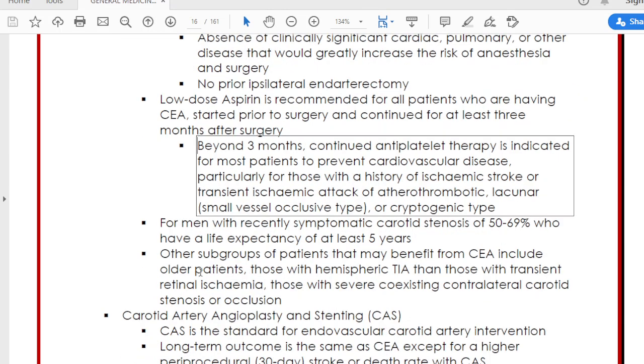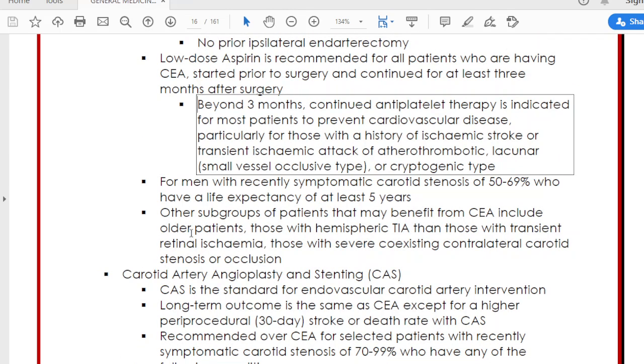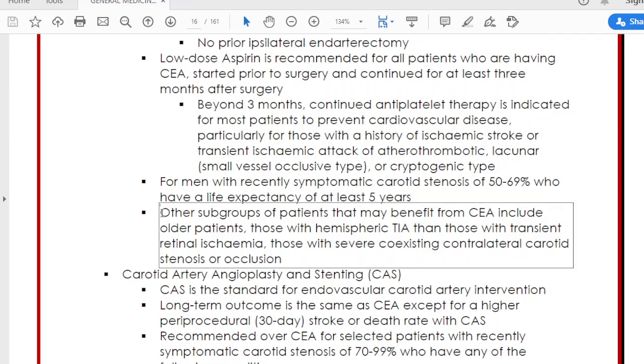Beyond 3 months, continued antiplatelet therapy is indicated for most patients to prevent cardiovascular disease, particularly for those with a history of ischemic stroke or transient ischemic attack of atherothrombotic, lacunar, small vessel occlusive type, or cryptogenic type. CEA may also be considered for men with recently symptomatic carotid stenosis of 50 to 69% who have a life expectancy of at least 5 years. Other subgroups of patients that may benefit from CEA include older patients, those with hemispheric TIA rather than those with transient retinal ischemia, and those with severe coexisting contralateral carotid stenosis or occlusion.